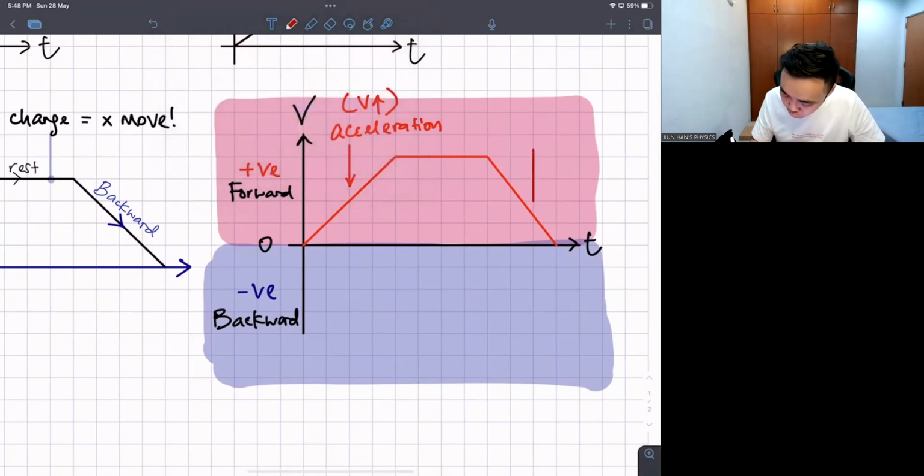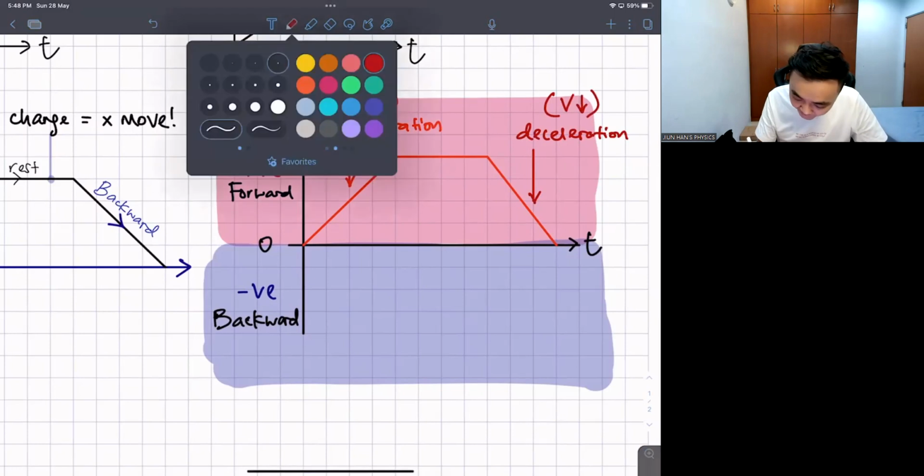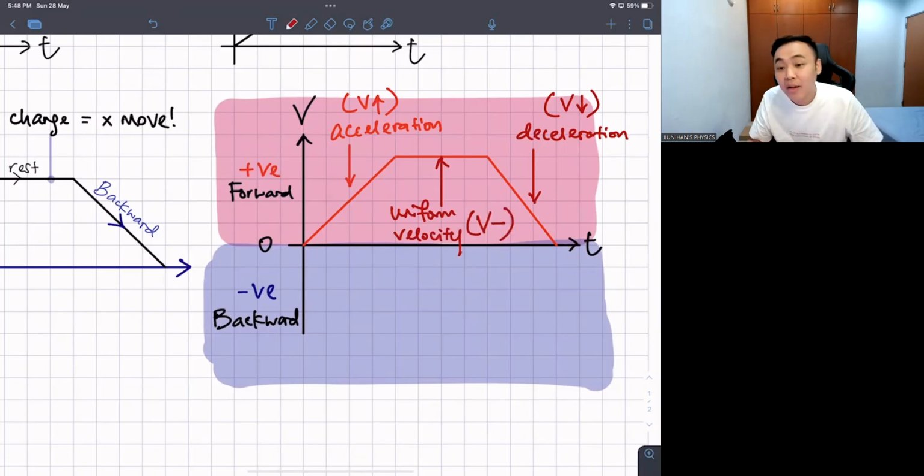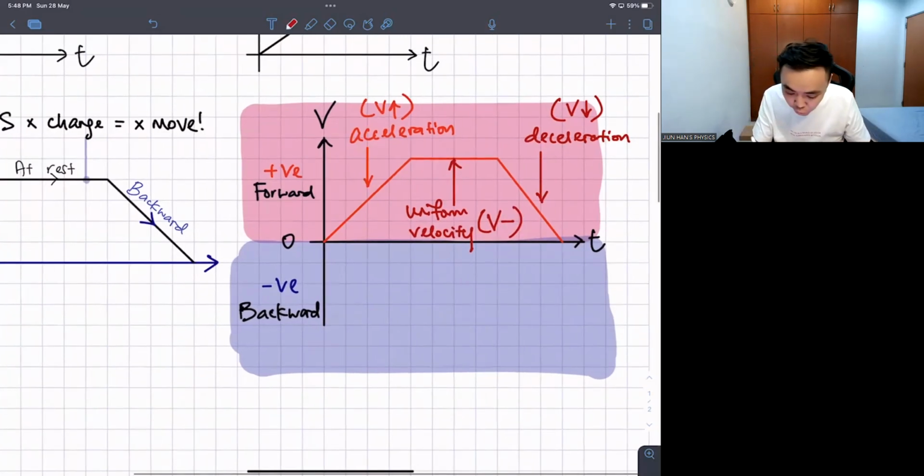So what does it mean for this? They don't tell you forward or backward. They only tell you one thing: your V decreases. That's called decelerations. And finally, what about here? Your V is constant, which means what? Velocity is constant, literally uniform velocity. Why? Because velocity is constant. Understand?